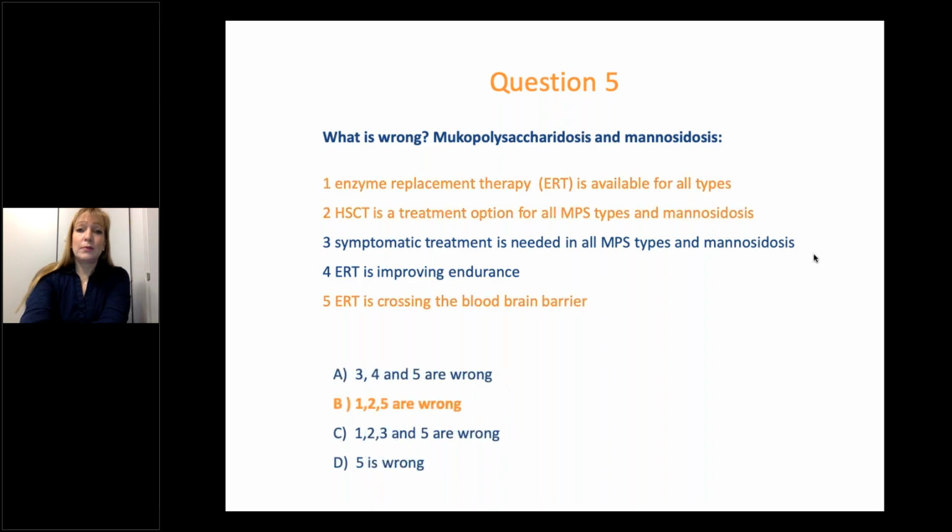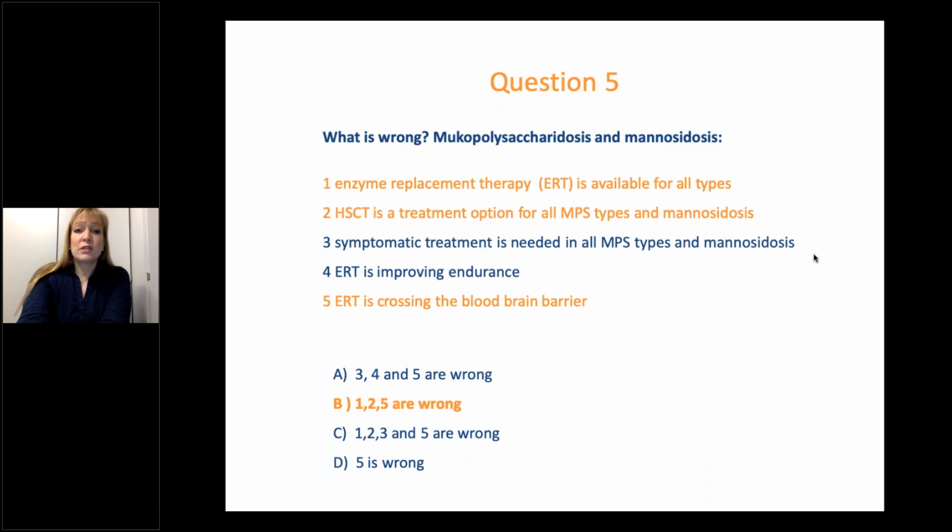I give you the result. For sure, it is wrong that enzyme replacement therapy is available for all types of MPS so far. For MPS 3, we have no treatment available, also not for MPS 4B. For example, stem cell transplantation is not a treatment option for all MPS types. At the moment it is only recommended for severe MPS 1, and in some countries also for MPS 6.